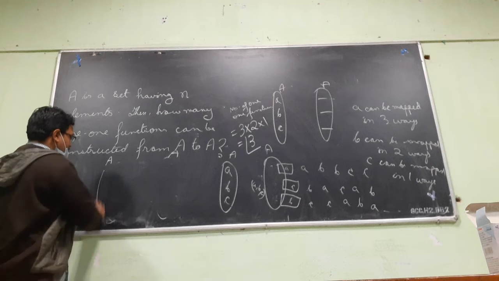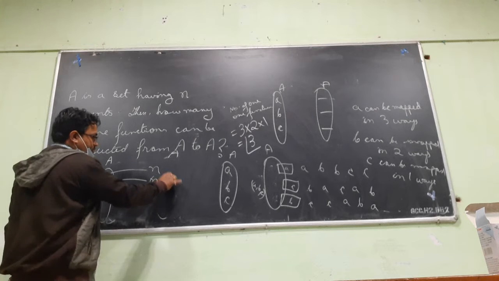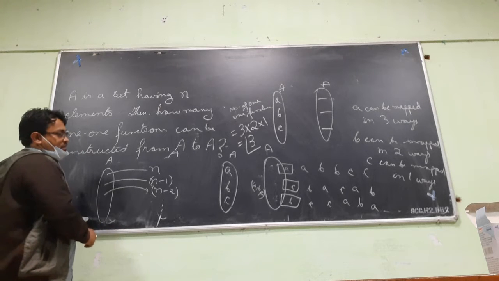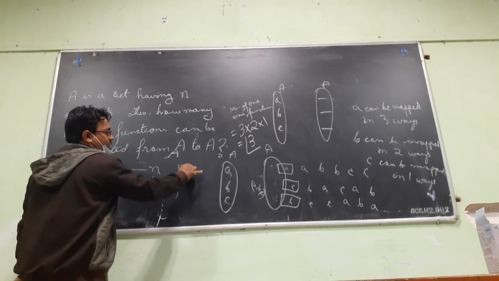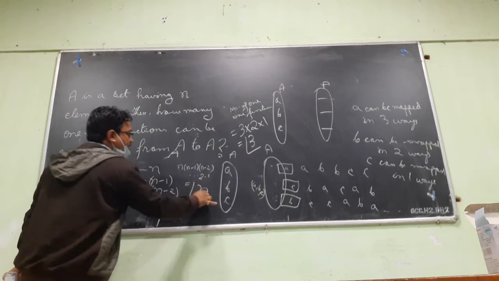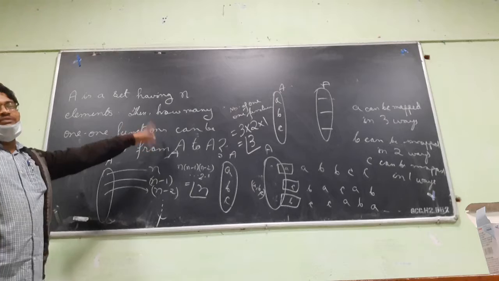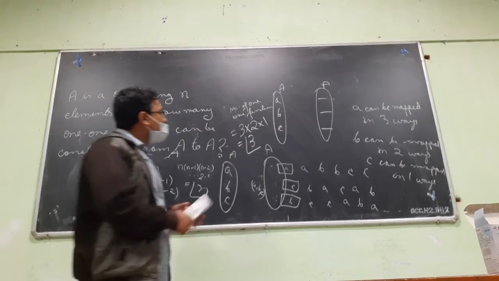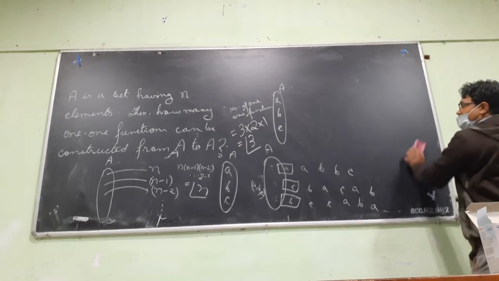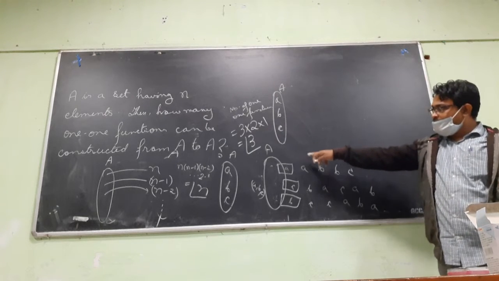If there are n elements, it's the same thing, n factorial. The first element can be mapped in n ways. The second element can be mapped in n minus 1 ways. The third element can be mapped in n minus 2 ways. The last element can be mapped in 1 way. So the number of functions will be n into n minus 1 into n minus 2 and so on, into 2 into 1. So that is factorial n. So the number of 1-1 functions from a set having n elements to itself is factorial n. Very simple.